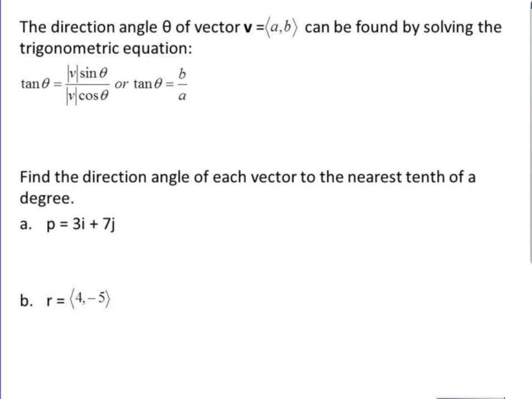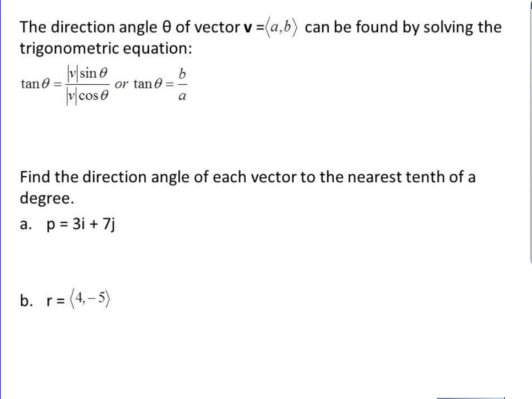The direction angle theta of vector v can be found by solving the trigonometric equation: tangent of theta is equal to the magnitude of vector v times the sine of theta over the magnitude of vector v times the cosine of theta. Or you can just do tangent of theta is equal to b over a if it is in component form or in linear combination. In this case, the a is what goes in the x part, the b is what's in your y component.